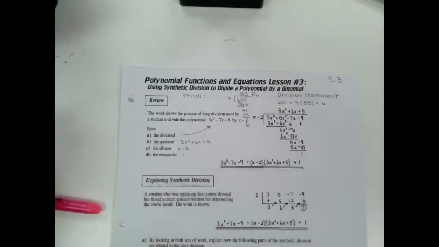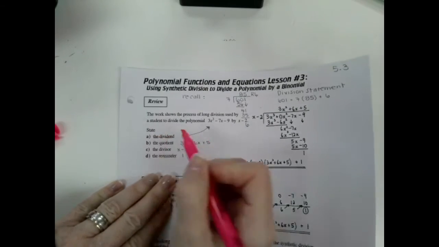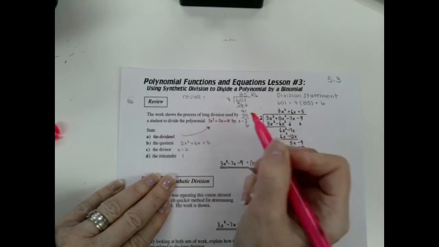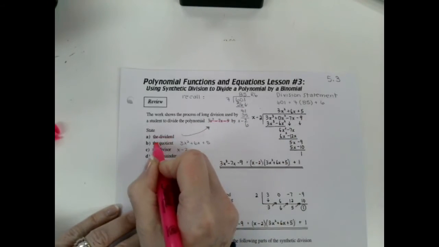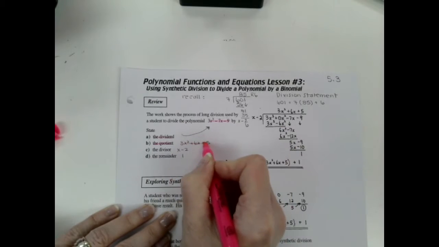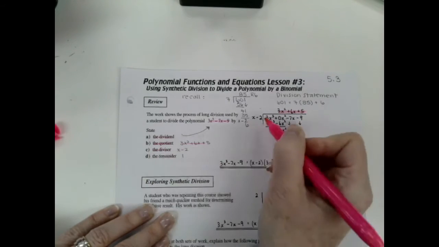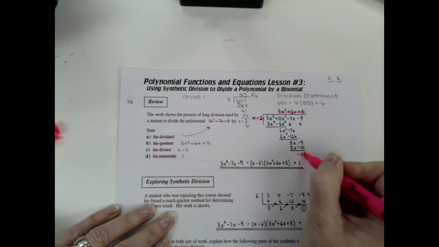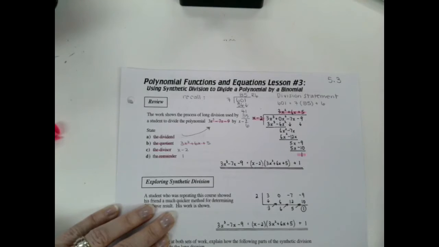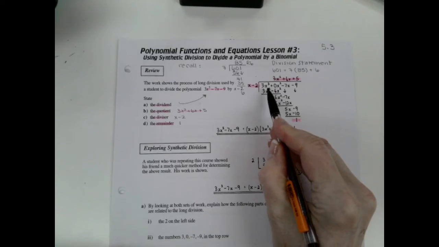So quickly looking at their page here, the dividend is the number or the polynomial that we are dividing to begin with. Quotient is this part. Divisor is what we are dividing by, and then the remainder is anything left over at the end. Let's look at the question that they've done here using a polynomial.